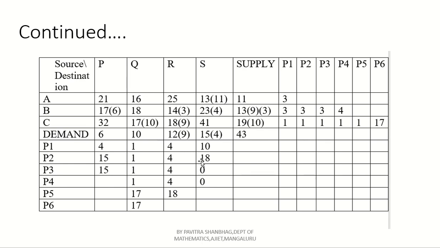Now look into these two rows and compute once again penalty 3. What is penalty 3 here? Again 32 minus 17 is 15. 18 minus 17 is 1. Then 18 minus 14 is 4, and there is nothing left. This column we should not consider for remaining calculation.